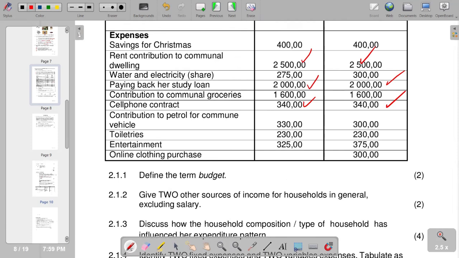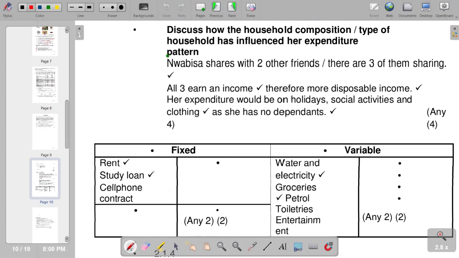And then on variable, they do change. So according to the amounts that we have, we can include items like contribution to petrol for communal vehicle. This one is a variable. Also, you see that entertainment is changing. It's a variable. It varies from time to time. So these are the ones that we have. We've got rent, study loan, cell phone contracts for fixed. And then for variable, water and electricity, groceries, petrol, toiletries, entertainment. So those are typical variable and fixed expenses.